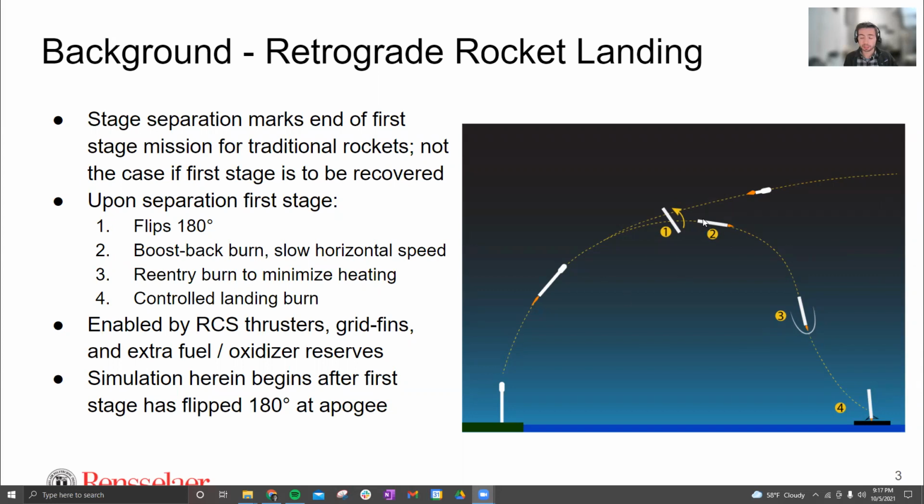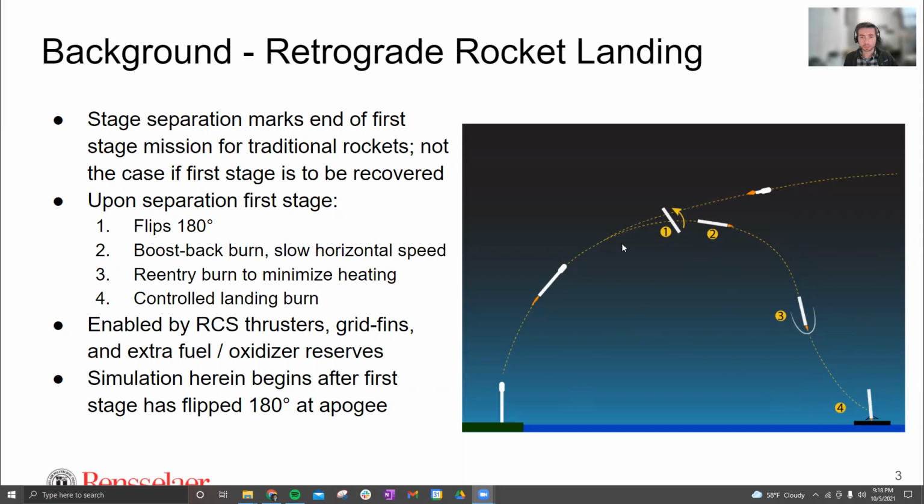So there are a few key actuators on this rocket that really enable this first stage to be landed. One is these reaction control thrusters, compressed nitrogen gas thrusters that allow it to reorient itself. It does have grid fins that allow it to orient itself as it's coming down through the atmosphere. And then you also have extra oxidizer and fuel reserves to allow the engine to refire on reentry and slow it down. All those items are not included on a rocket where the first stage is just disposable.